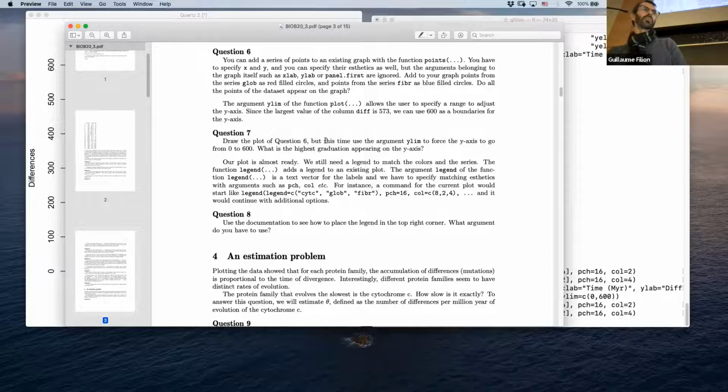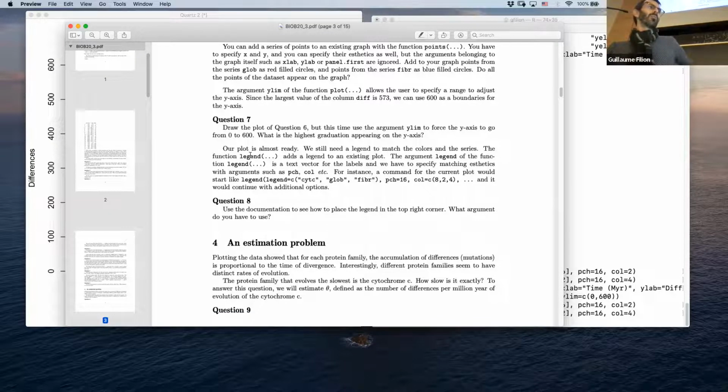Draw the plot of question 6, but this time use the argument, this one is done. Our plot is almost ready. We still need a legend to match the colors and the series. The function legend() adds a legend to an existing plot. The argument legend of the function legend() is a text vector for the labels, and we have to specify matching aesthetics. So you see now why I was being a little bit strict with calling the functions with the round brackets. It's because R is not particularly friendly with this.